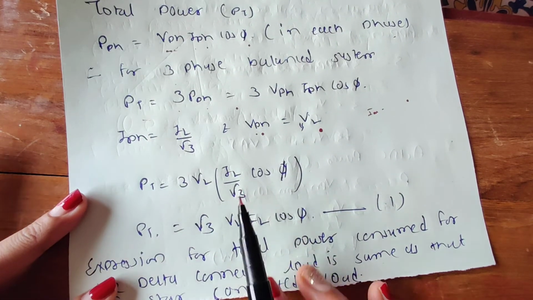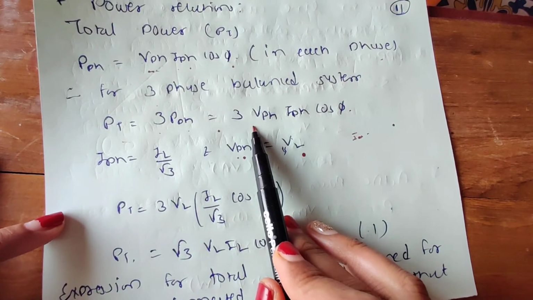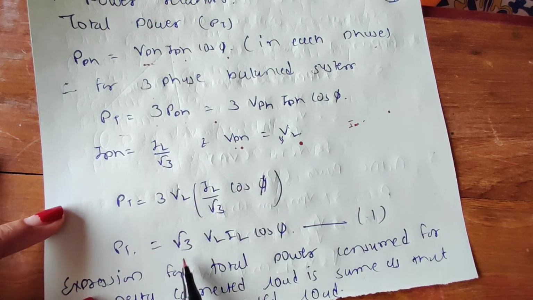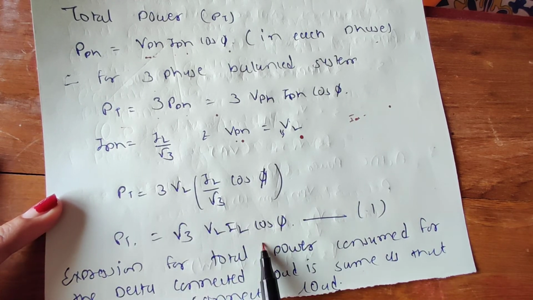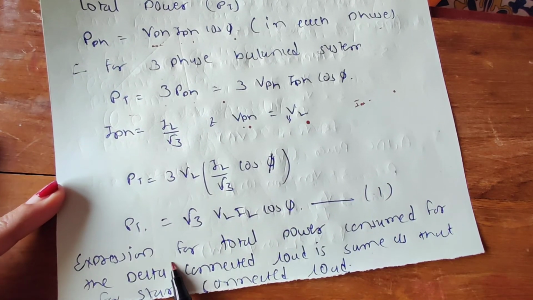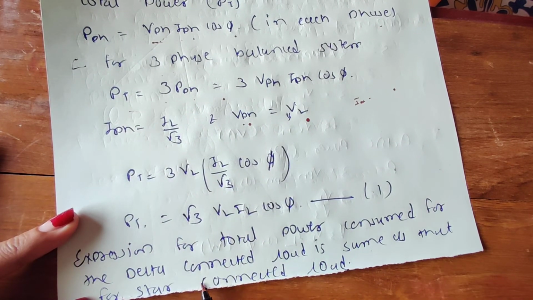So total power, if I consider these two values in this particular equation, I can have an equation like root 3 VL IL cos phi, that is the total power consumed. Now the expression for the total power consumed for the delta connected load is the same as that for the star connected load.